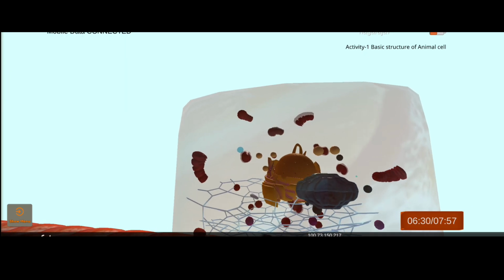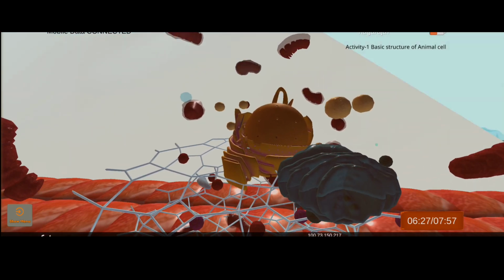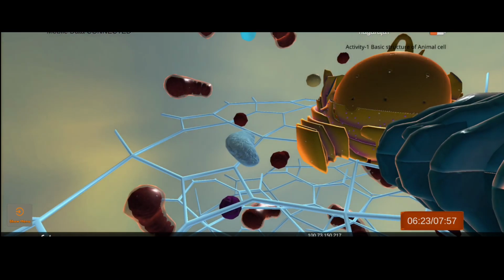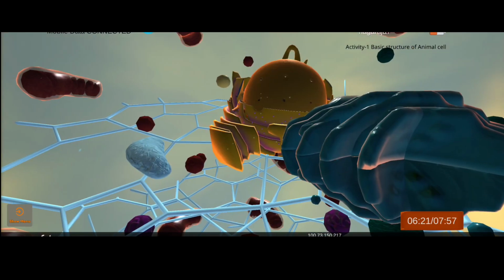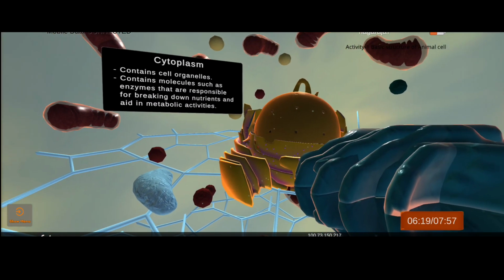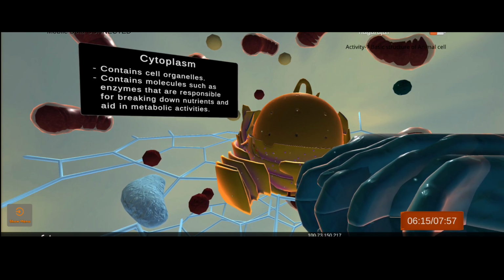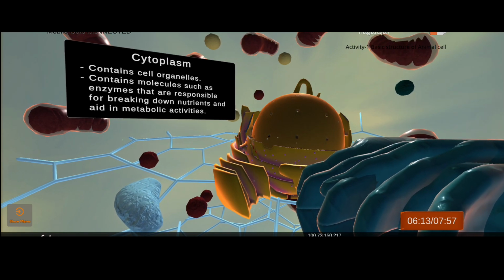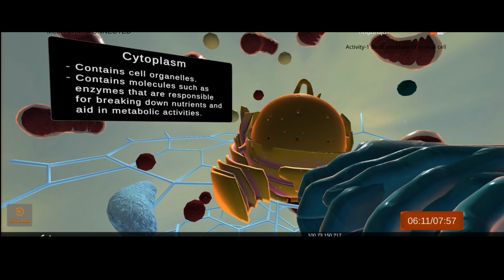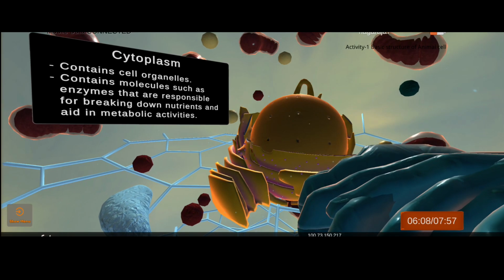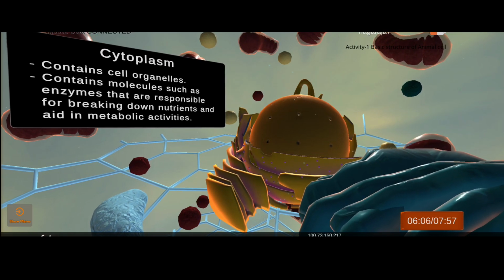Now, let's enter into the cell. The cell is filled with fluid inside. This fluid is known as cytoplasm. The cytoplasm also contains cell organelles. The cytoplasm contains molecules such as enzymes that are responsible for breaking down nutrients and aid in metabolic activities.